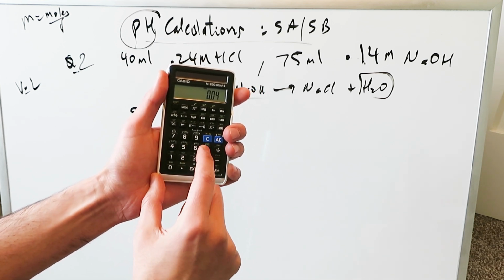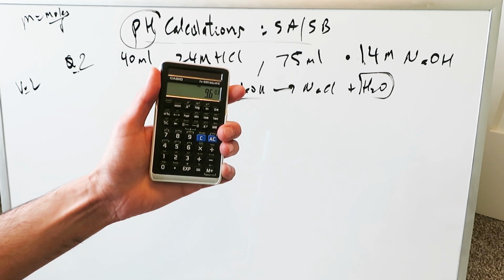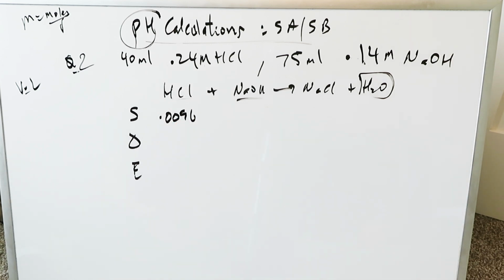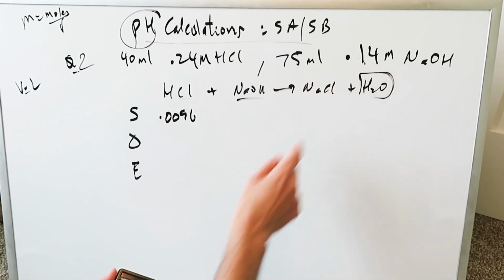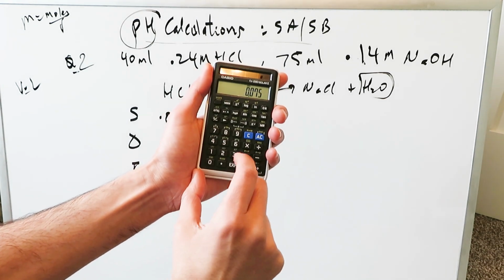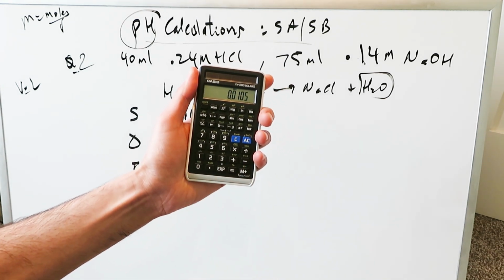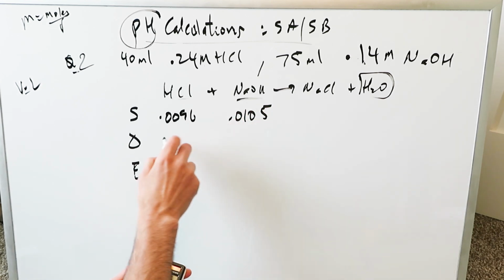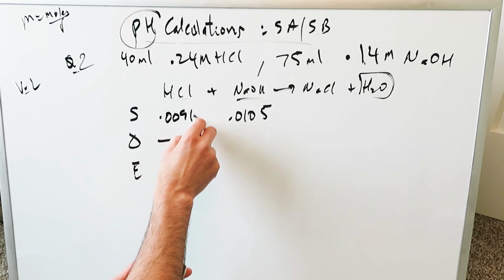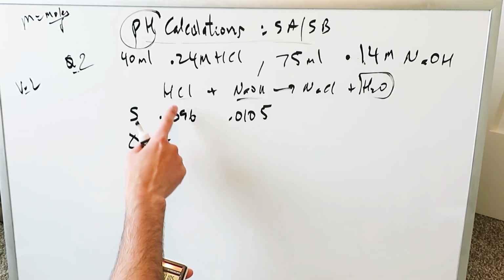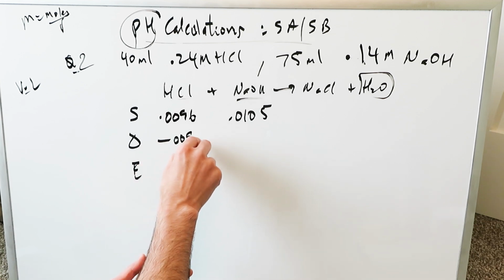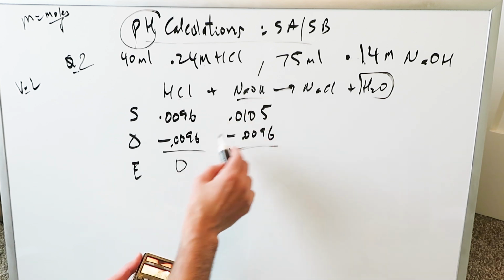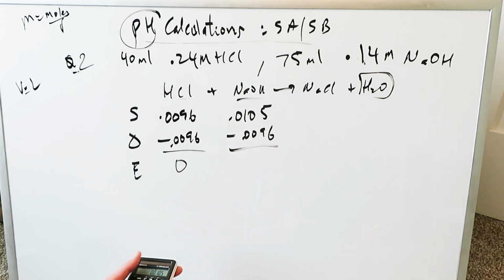We have 0.04 liters times 0.24 molar. I have 0.0096 moles HCl. 75 milliliters 0.14. 0.075 liters times 0.14. I have 0.0105. Which one looks like a larger number? This is. So this right here will fully consume and utilize this entire moles over here. So you'll have to minus this from itself, and you'll minus this from here, because the leftover amount of your sodium hydroxide, your hydroxide ions, will then direct the pH of the solution.